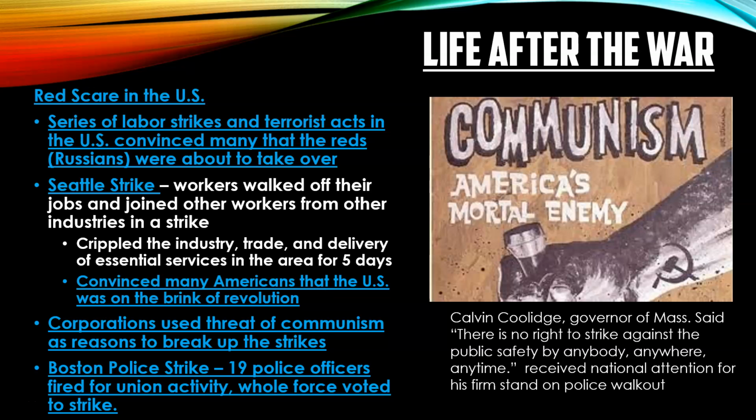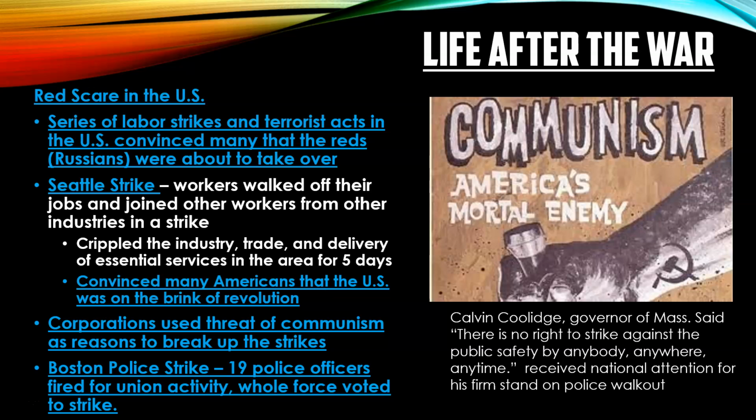Now, there was a series of labor strikes and terrorist attacks in the United States, and it convinced many people that the Reds, quote unquote, Russians, were about to take over. A strike in Seattle, workers walked off their jobs and joined other workers from industries in a strike. It crippled the industry, trade, and delivery of essential services in Seattle, Washington for 5 days. Remember, that's Washington up in the northwest of the United States, not Washington, D.C., okay? Make sure you understand where Seattle's at.